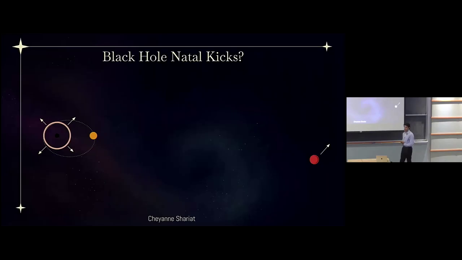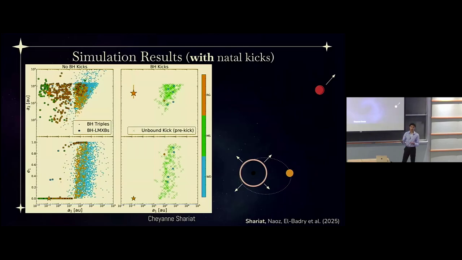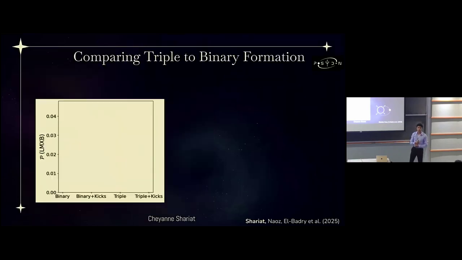So in our simulations, we run another batch assuming some fallback kicks, and we find no LMXPs, and actually only 5 of the 200 systems evolved, and these were all the ones that got small kicks, less than about 10 kilometers per second. So we can form them without natal kicks, with and without common envelope. So we run a full population with binaries, with triples, to see how much this would actually contribute. So we have an isolated binary channel with and without kicks, and we have a triple-only channel with and without kicks.